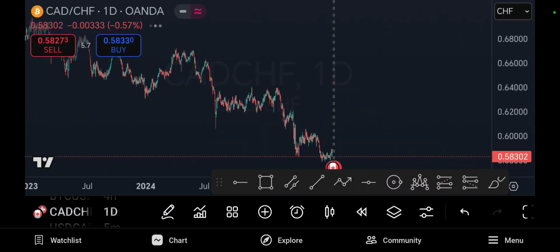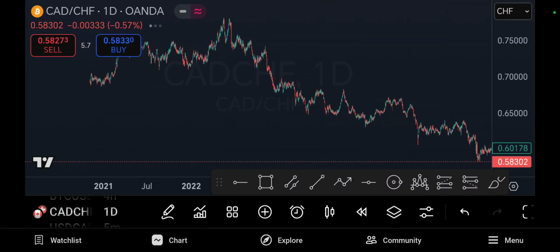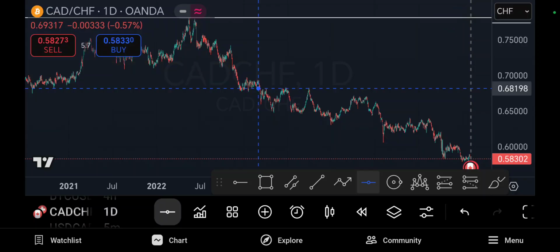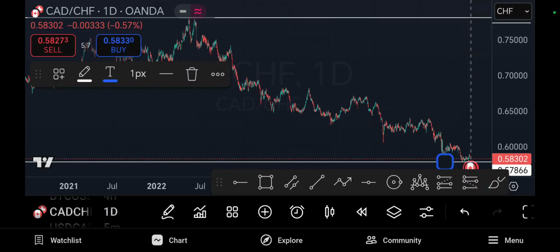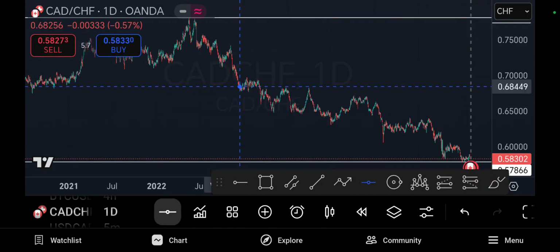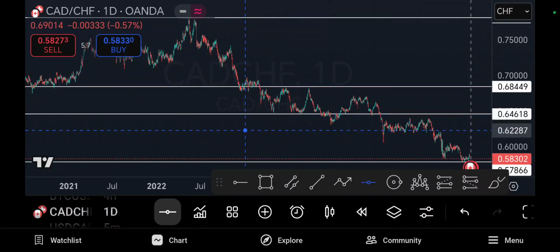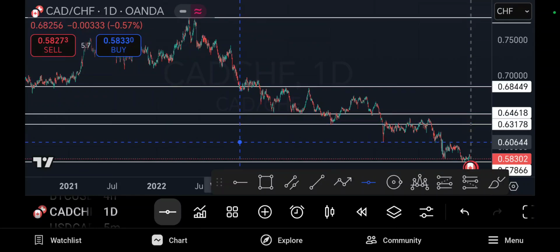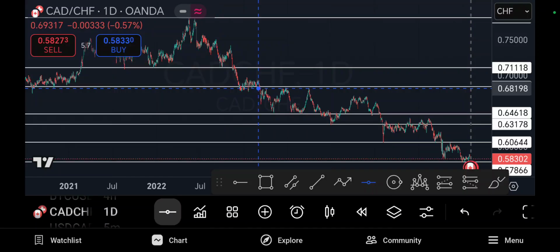This is CAD CHF. Okay. Obviously, I'm analyzing everything, but I won't be trading everything because some pairs still need to play out first before I can confirm anything. So that's why I have the analysis ready for the future.